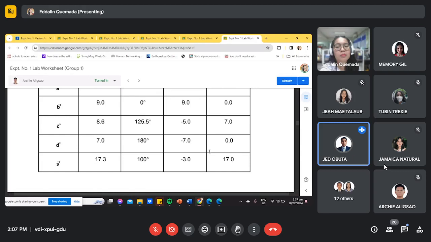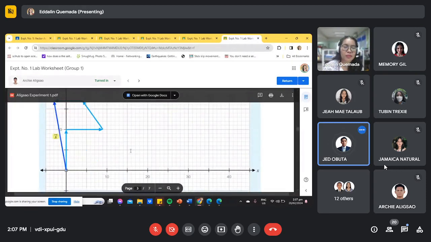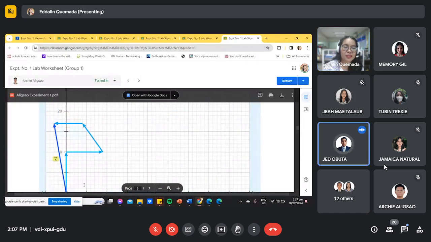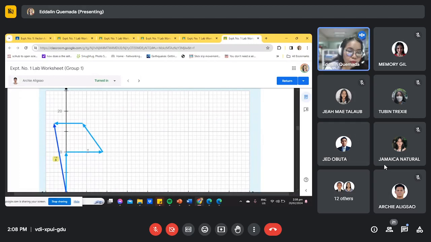That is the form: from the tail of vector C, it moved 5 units to the left. Then it moved up 7 units, and its head is here. So if we move 1, 2, 3, 4, 5, and then up 7, it is there.